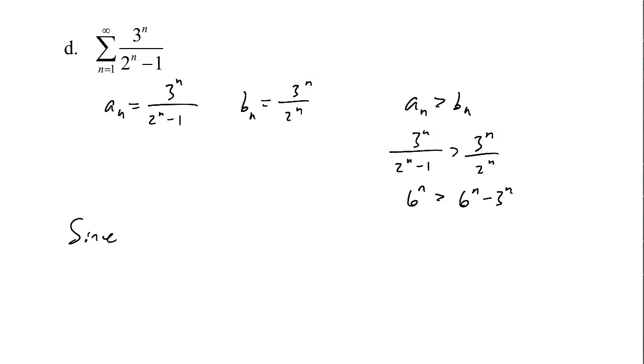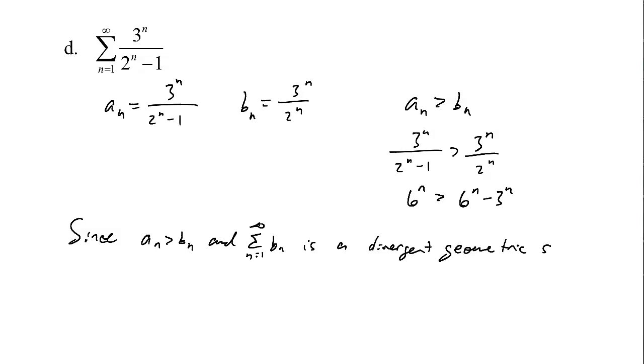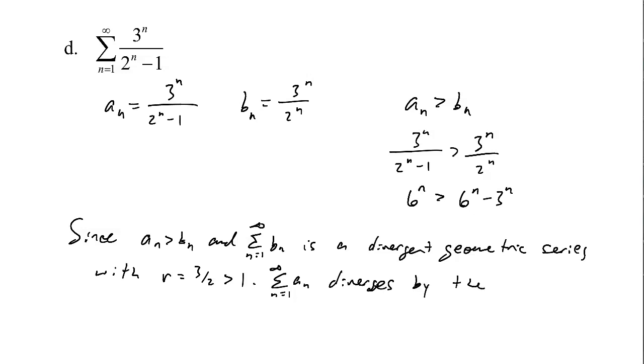All right, so I can say since A sub n is greater than B sub n, and the series for B sub n is a divergent geometric series with r equals 3/2, and I know that diverges because that is bigger than 1, then I can say the series for A sub n diverges by the direct comparison test.